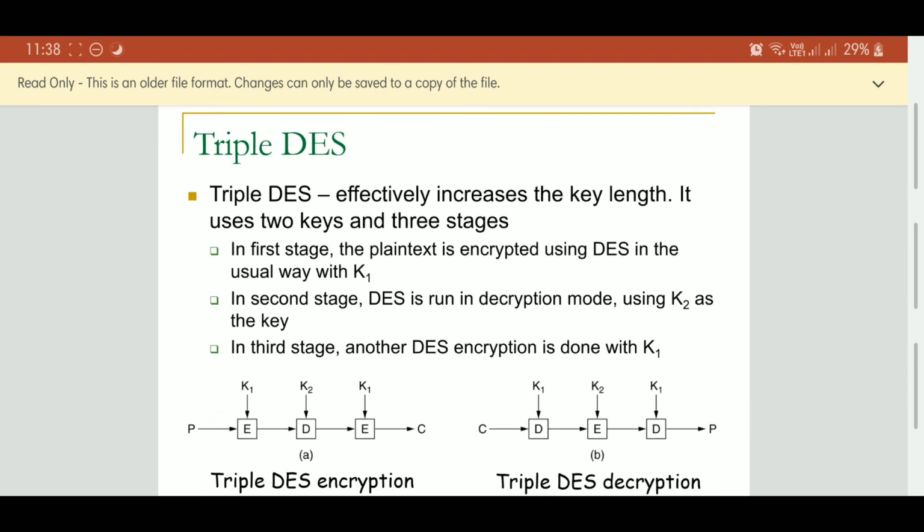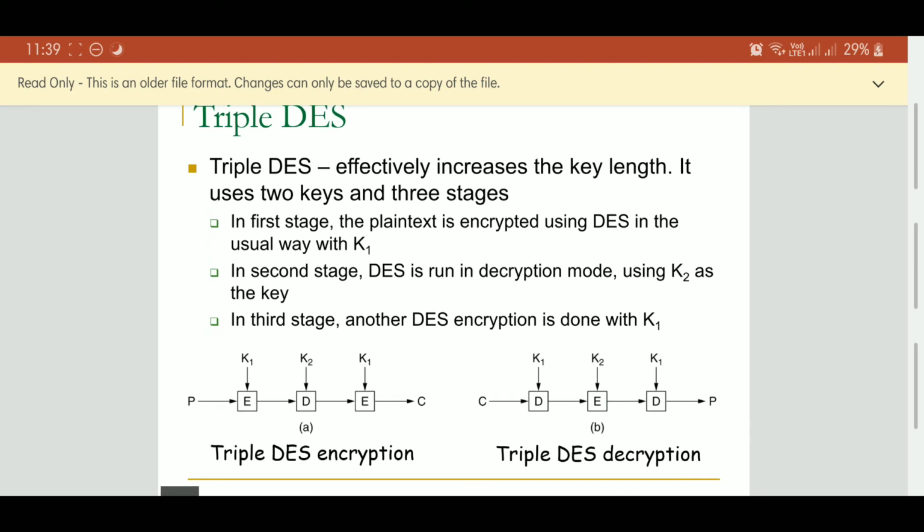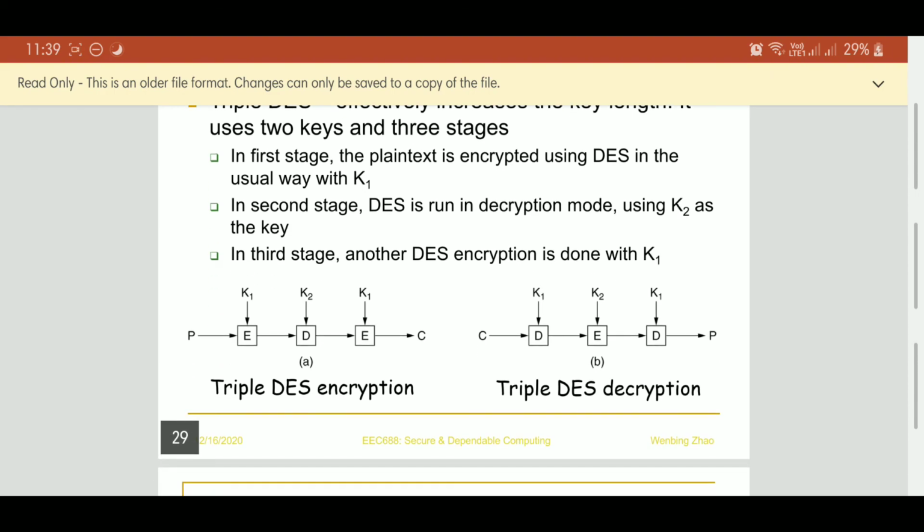Triple DES effectively increases the key length. It uses 2 keys and 3 stages. In the first stage, the plaintext is encrypted using DES in the usual way with K1. In the second stage, DES is run in decryption mode using K2 as the key. In the third stage, another DES encryption is done with K1. So this is triple DES encryption, and this is triple DES decryption.